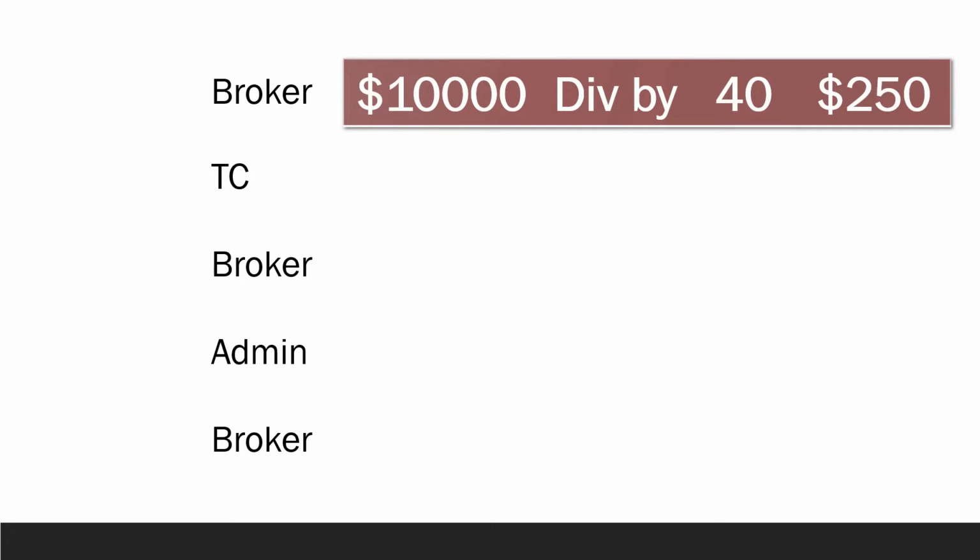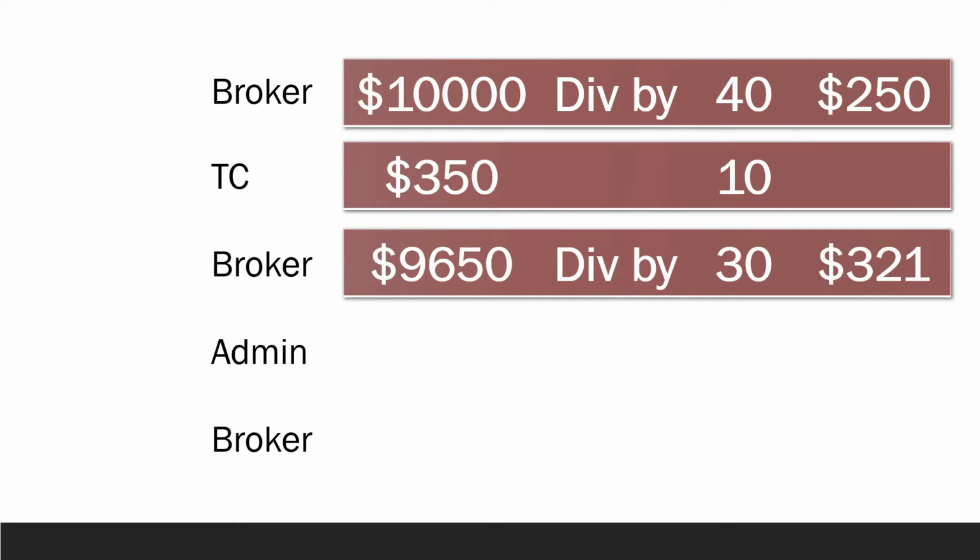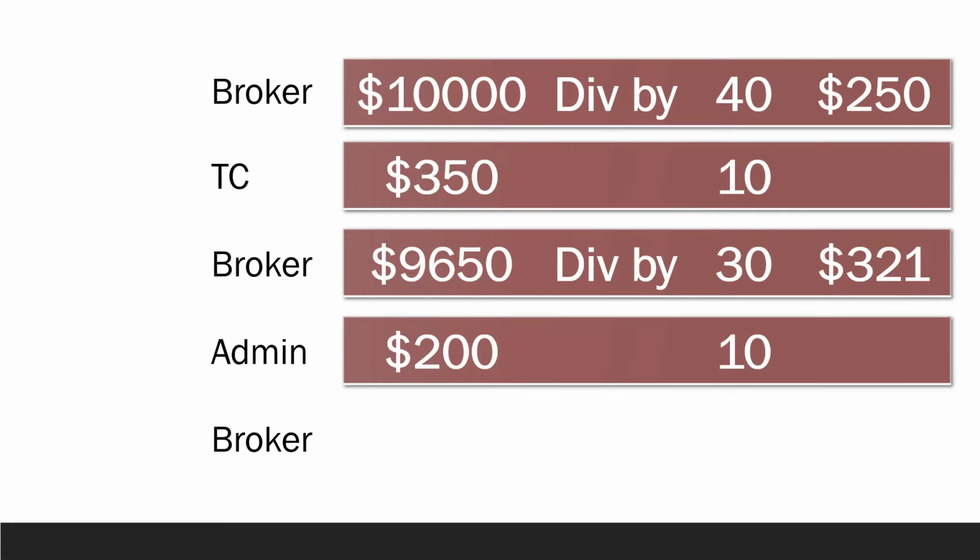Very simply, if you are earning $10,000 every transaction and 40 hours of that goes towards that transaction, you're making $250 an hour. If we pay a transaction coordinator $350, right? And they take away 10 hours, that leaves you 30 hours. Now, if we take that $96.50 divided by that 30 hours, then we're sitting at $321 an hour.